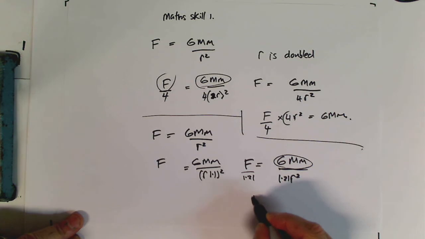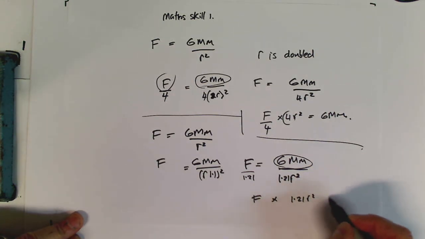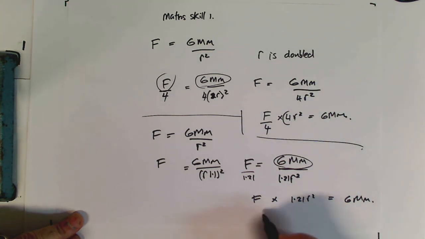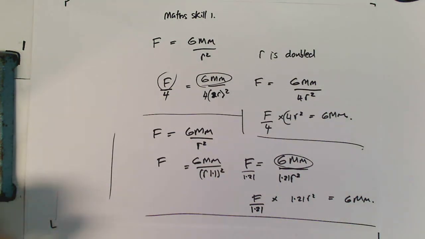Or you could have just looked at it like this: F times 1.21 times r squared equals G M m, which is a constant. So if we want that all to work, we've got to do that. Just little mathematical techniques. Again, maybe have helped you in one of your problems.